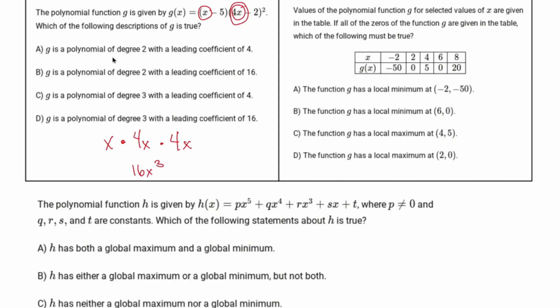So g has a polynomial of degree 2? Nope. G has a polynomial of degree 3? Yep, with the leading coefficient of 4? Nope. G has a polynomial of degree 3? Yep, with a leading coefficient of 16. Yep.